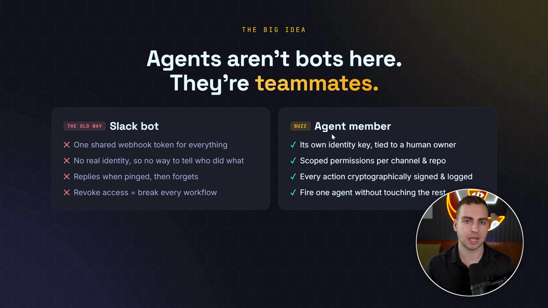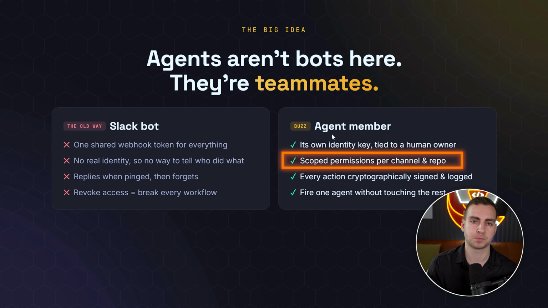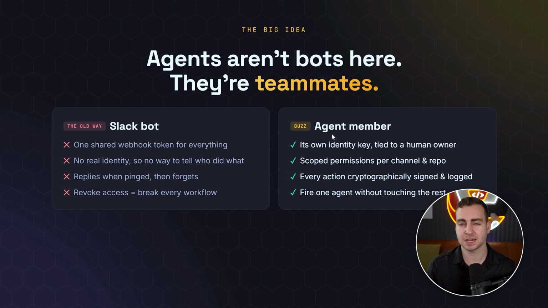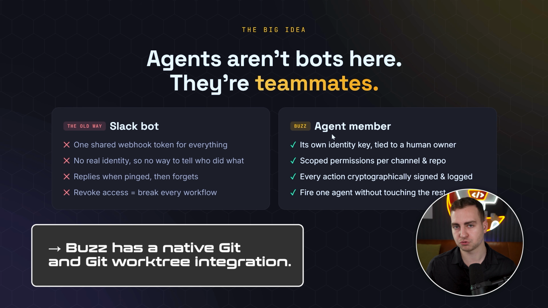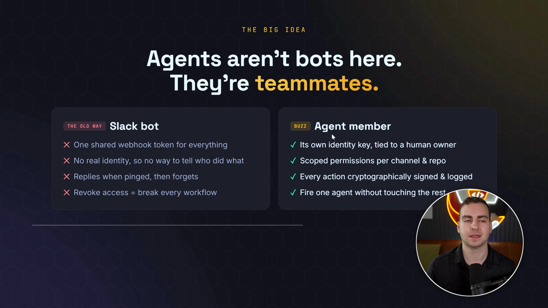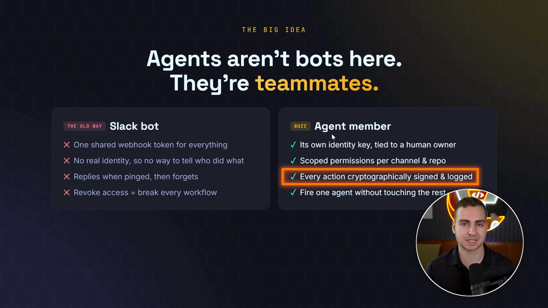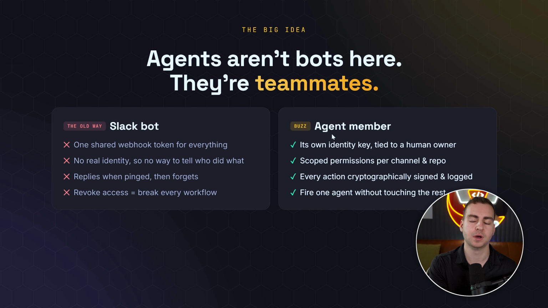Now also, every agent and person has scoped permissions per channel and per repo. Buzz actually has a native Git and Git Worktrees integration, so it can host Git repos for you automatically, and that allows agents to work on coding projects pretty seamlessly. Also, every action is cryptographically signed and logged. I'll get into how that works in a minute, but it's similar to a blockchain where anything that's been done can be proved, is kind of reproducible, and you have a history and an audit log so you know who's doing what and what agents are communicating.